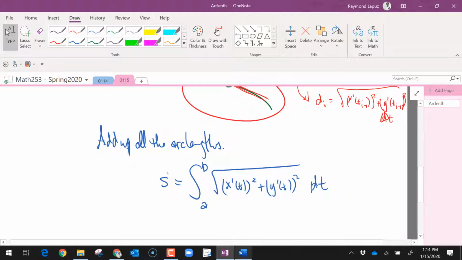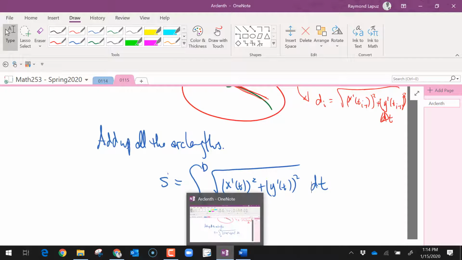That's arc length. We're good with that, right? We don't have to do an example. Look at the book.